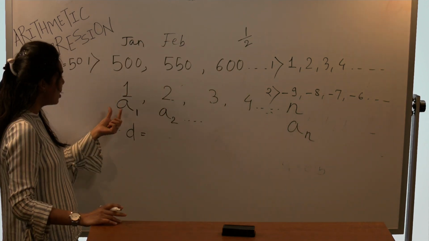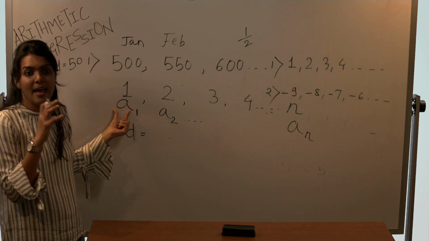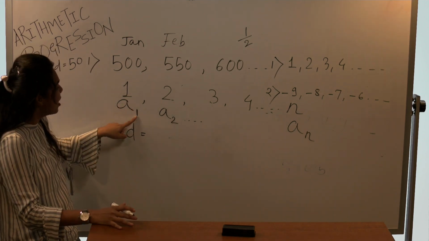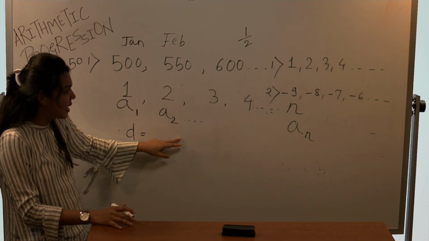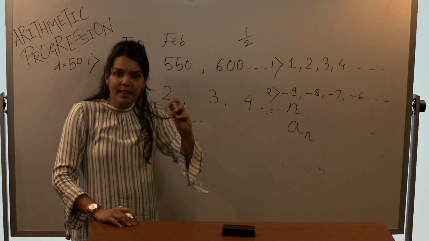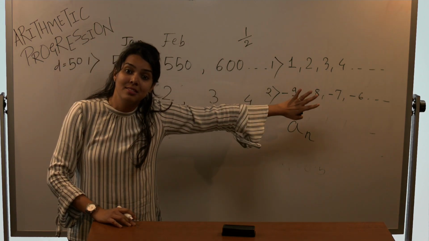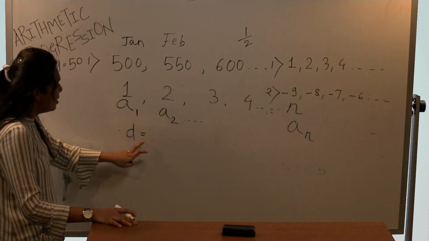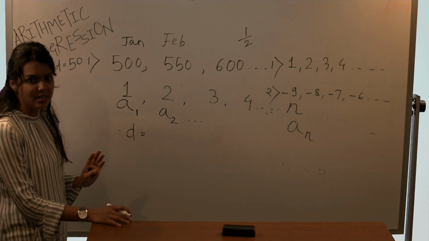See what I am doing. A are the terms of your AP, arithmetic progression. 1 is the first term, 2 is the second term, 3 is the third term and n is the nth term. Nth term is nothing but the last term. Can I say last term for now? So difference is equal to.